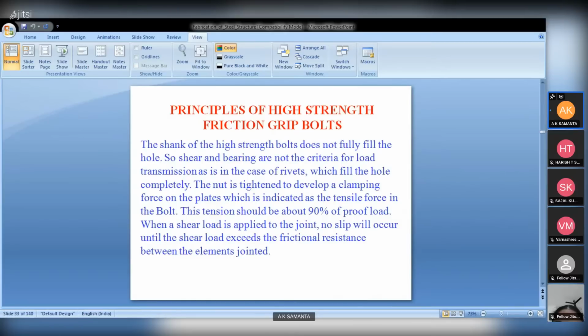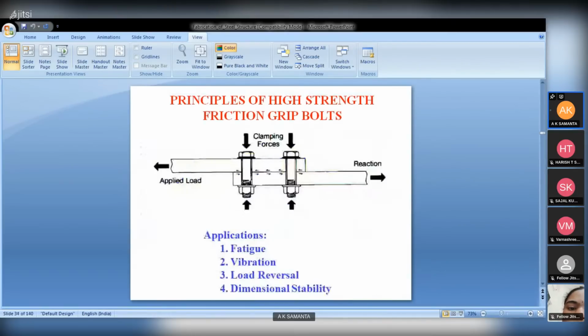The nut is tightened to develop the clamping force on the plate, which is indicated as the tensile force in the bolt. This tension should be about 90% of the proof load. When a shear load is applied to the joint, no slip will occur. Now try to understand this phenomenon, that the plates are joined and bolts are tightened. However, bolt strength is not the criteria.